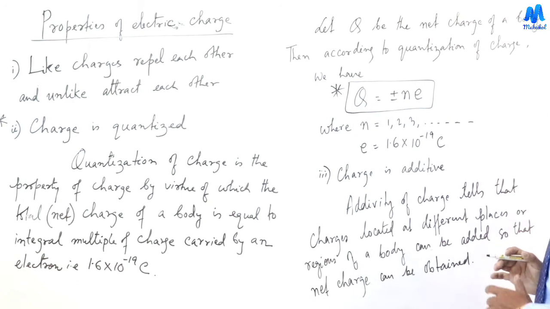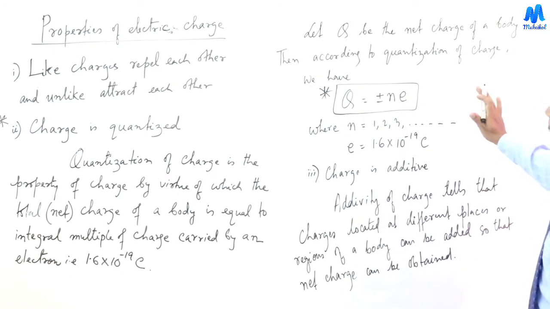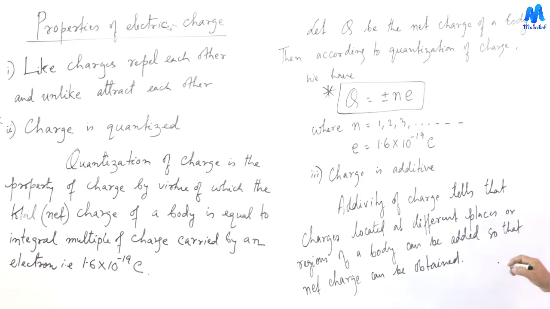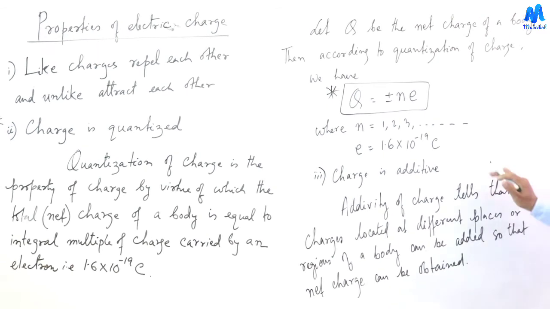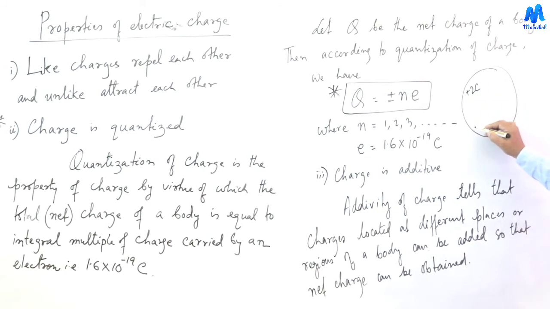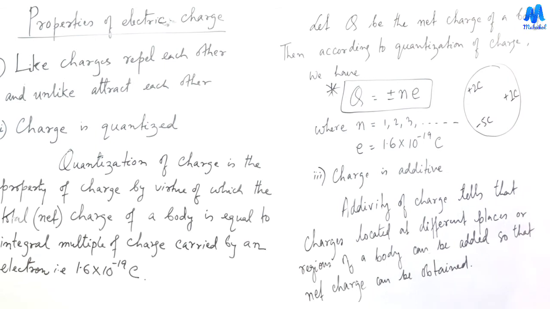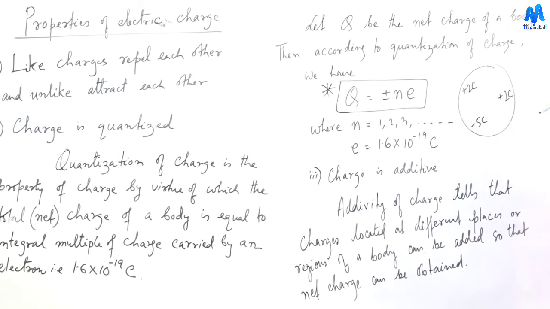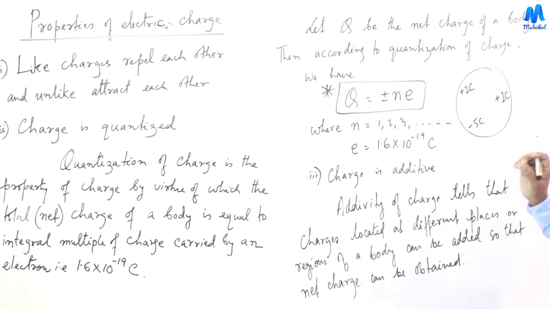For example, let us consider a body. Different charges may be located at different points of it. It may be plus 2 Coulomb, it may be minus 5 Coulomb, it may be plus 1 Coulomb. So these are the different charges located at different points or different regions of a body.